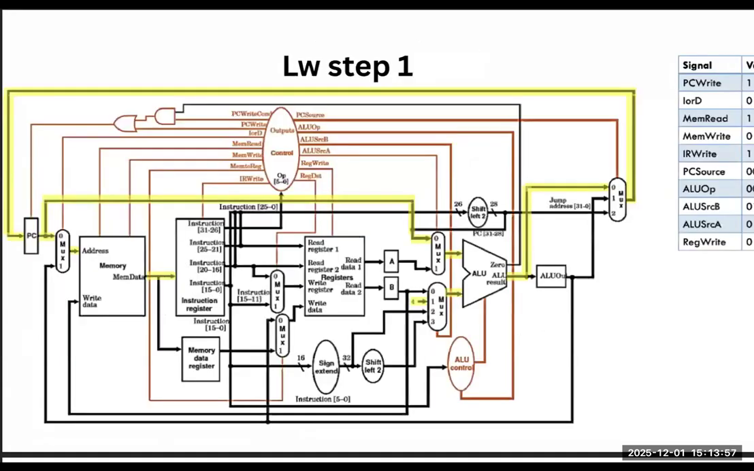Okay, this is LW step one. Load word example. Let me show you a concrete example with the load word instruction, which uses all 5 steps. Step one, the yellow highlighting, as you can see in this slide, shows the active path. We are fetching the instruction and updating the PC. Notice the control signals.